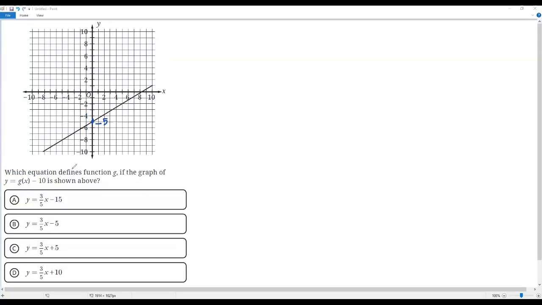So in the given answer choices, we have to find the equation where the y-intercept is positive 5. That is option C. So we can plug in 3 over 5 times x plus 5 for g of x in the function given over here. So let me do it. We get y is equal to, for this g of x, we plug in 3/5 of x plus 5, minus 10. The original function is y is equal to g of x minus 10.